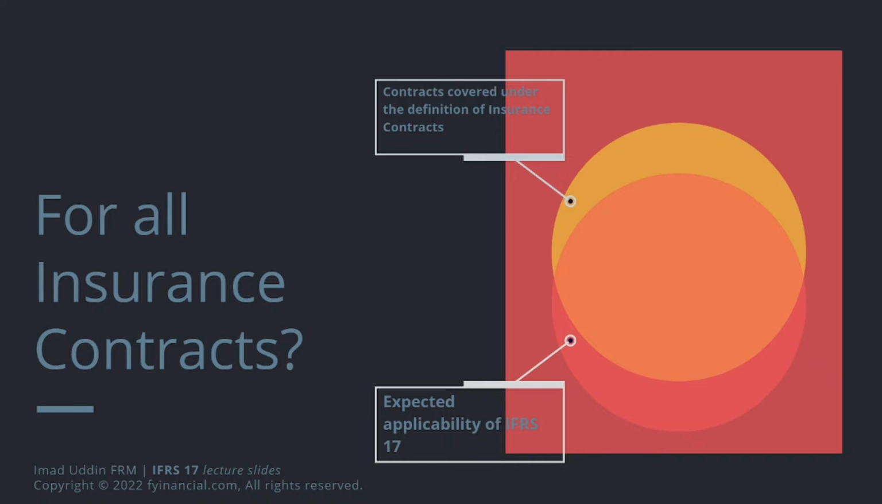Similarly, there are contracts that are not insurance contracts, but they are within the scope of IFRS 17. Namely, these are the discretionary participation features contracts that have been issued by insurance companies. If contracts with discretionary participation features have not been issued by insurance companies and have been issued by other companies, they are not within the scope of IFRS 17. But if they have been issued by insurance companies, they are within the scope. We'll talk more about what discretionary participation features are, what these contracts are, and in what circumstances these are issued by insurance companies.